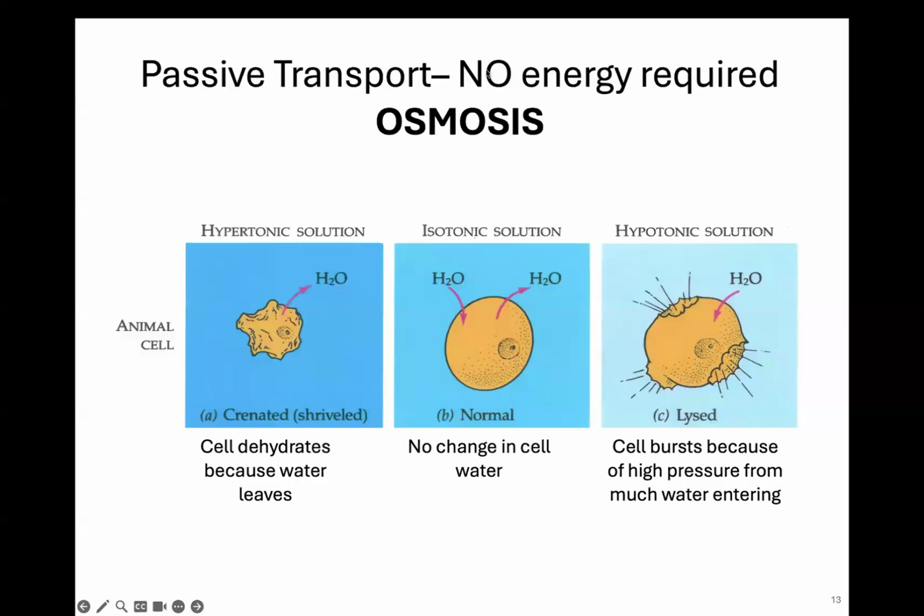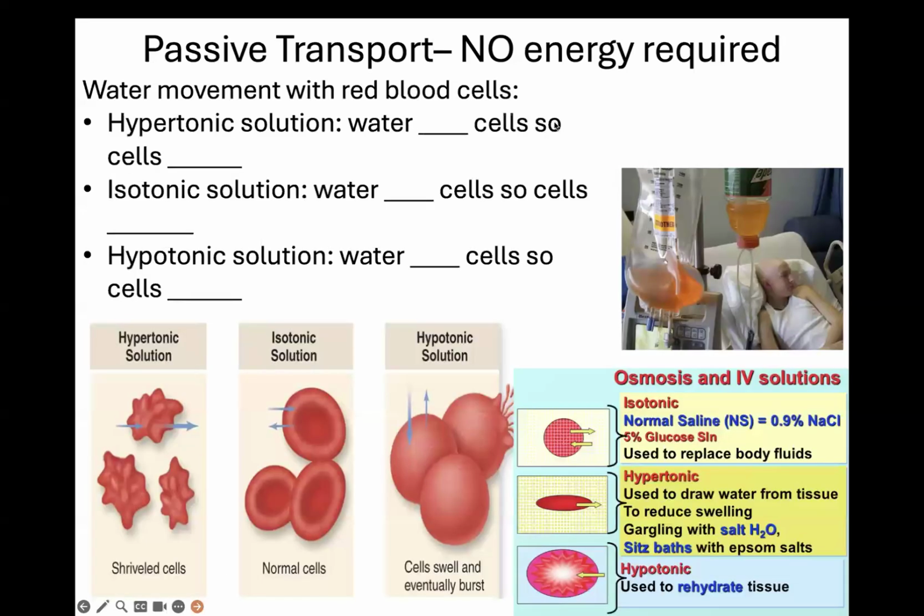So this is a summary of the last slide. I'd like you to know what happens to cells osmotically if you put them in different types of solutions. If you put cells in a hypertonic solution, an overly salty solution, the water will leave the cells and the cells will shrivel. If you put cells in an isotonic solution, the solute concentration matches the cell. Water will enter and leave at the same rate, so it's a healthy environment. If you put cells in a hypotonic solution, meaning the solution has less solutes than the cell, the water will enter the cell because the cell has more solutes and the cell will eventually burst because of high pressure.